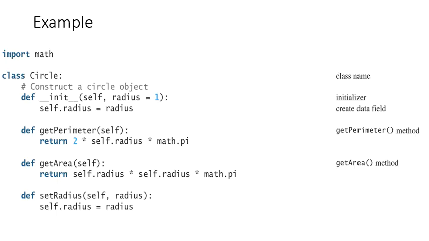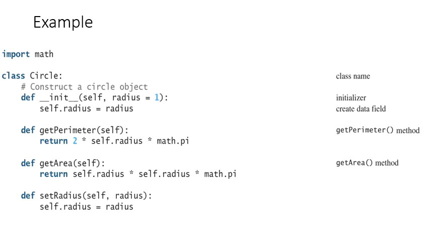First, construct a circle object. So def __init__ is the method. It takes two arguments, self and radius, where radius is equal to 1. This is the initializer. Then self.radius equals radius. So you can create a data field for that object.